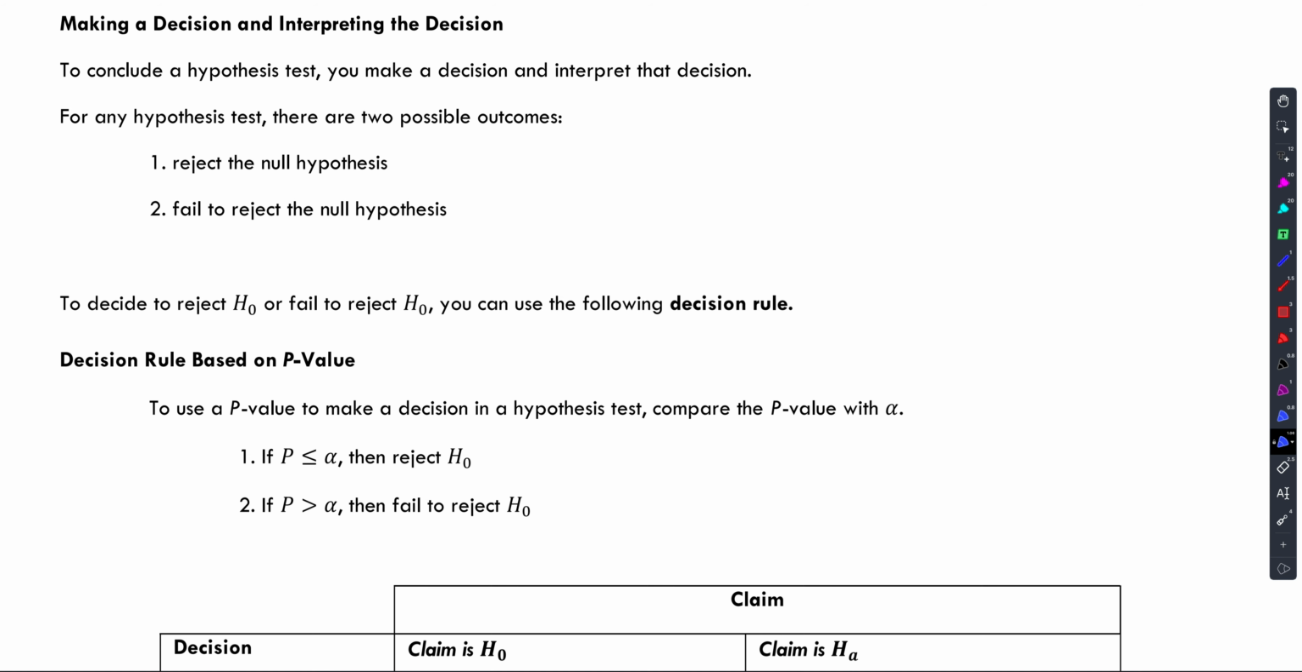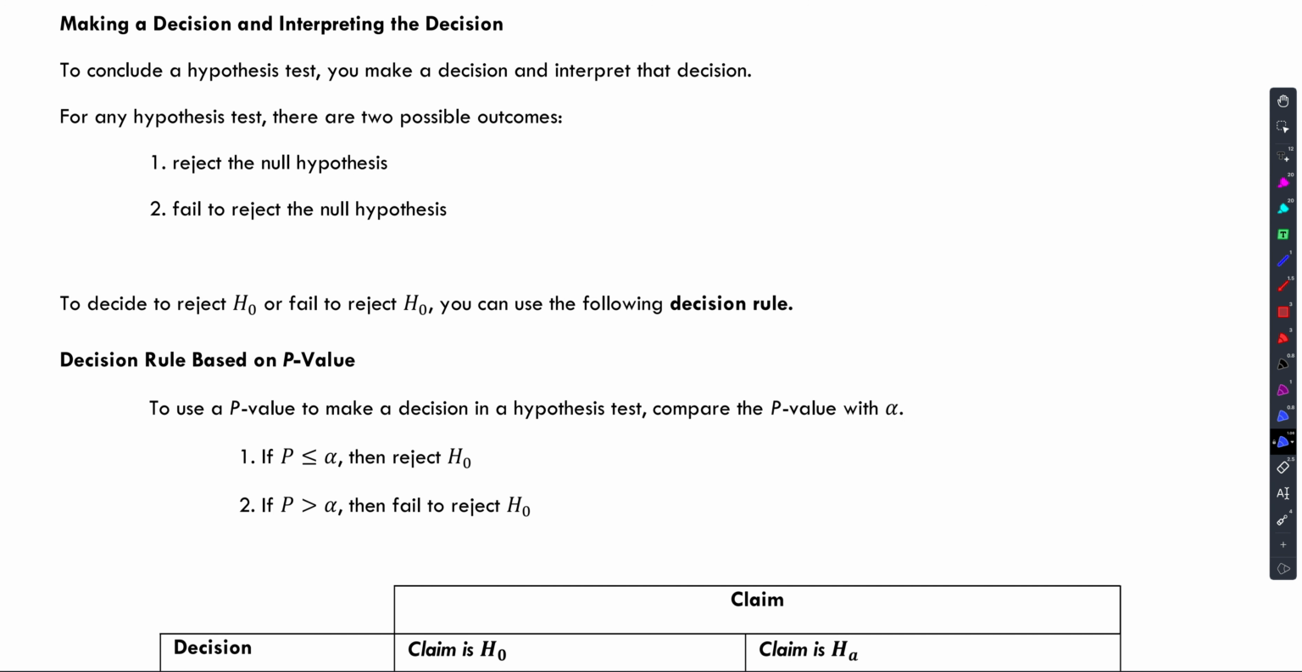To conclude a hypothesis test, you make a decision and you interpret that decision. That's like two steps of the hypothesis test. One of them is to make the decision, and the next one is to actually interpret that decision. Because what good does this do if we don't know why we're doing this? That's what the interpretation does for us. For any hypothesis test, there are two possible outcomes that we've already talked about. You can reject the null hypothesis, or you can fail to reject the null hypothesis. However, how do we know if we're going to reject or fail to reject?